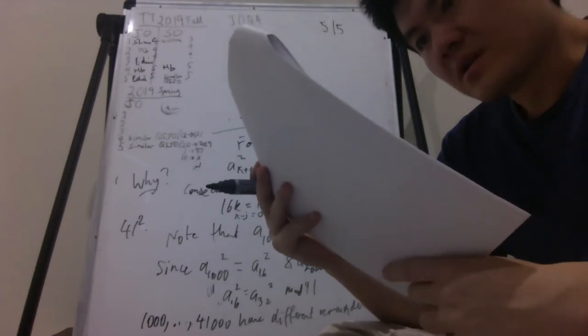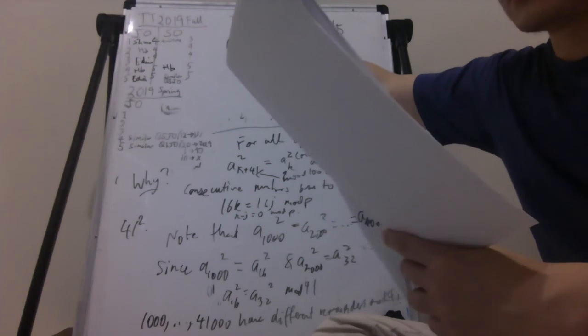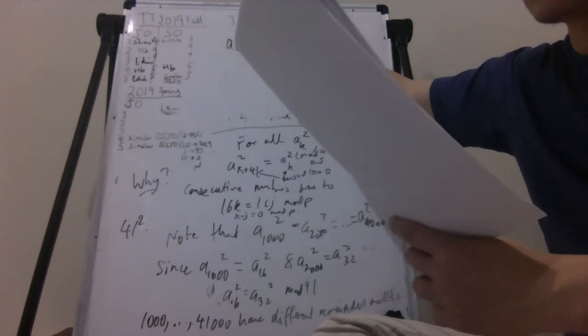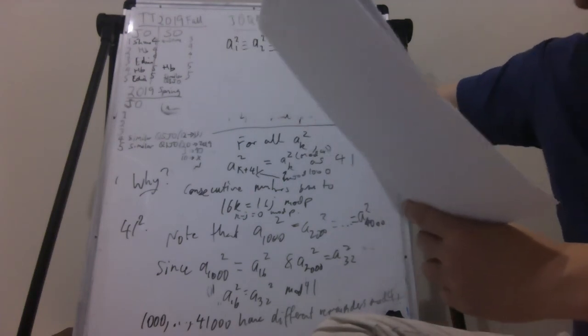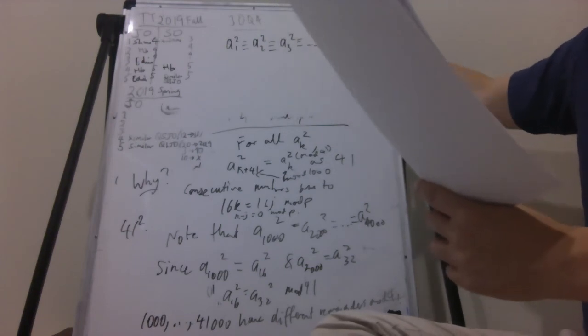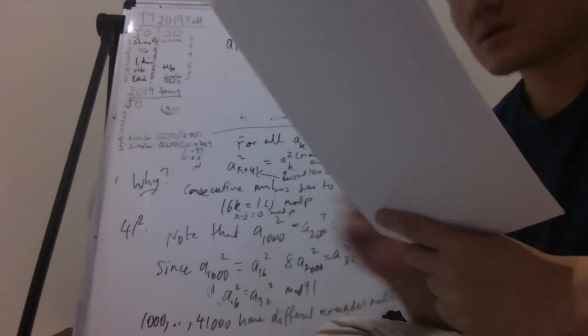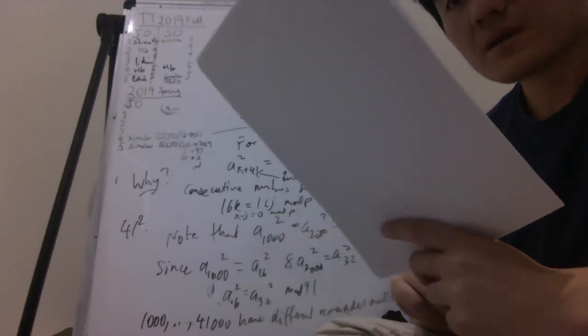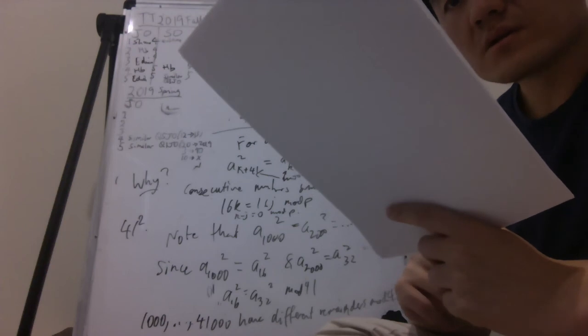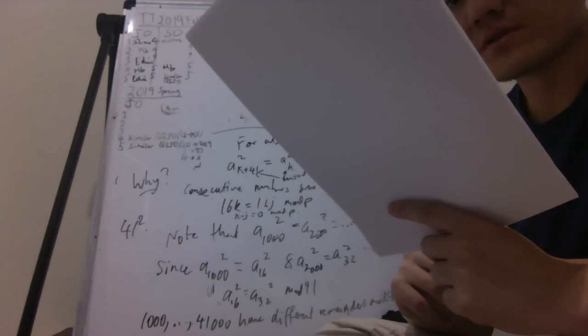So what does this mean? This means that a1 squared equals a2 squared equals a3 squared equals, you wrote a4 as well, A41 squared mod, well I didn't write mod 41, but maybe that's assumed now. As all ak squared is congruent to one of them mod 41, it follows that all ak squared are congruent mod 41.